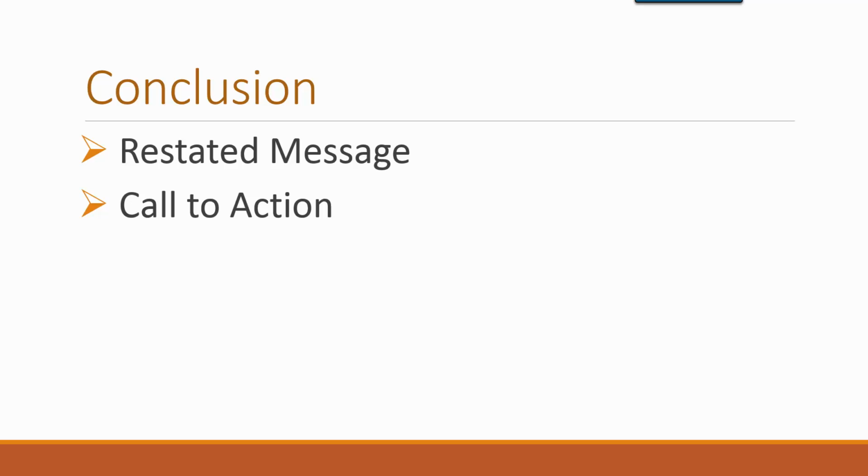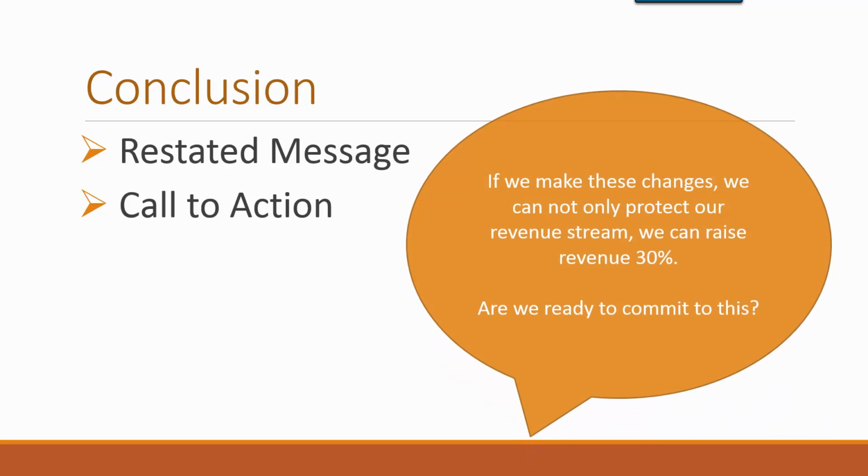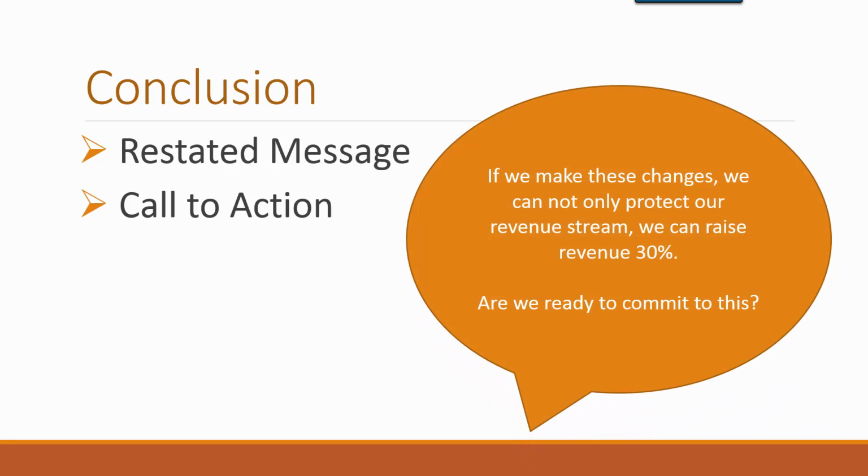In your conclusion, restate your message and give a call to action. If we make these changes, we can not only protect our revenue stream, we can raise revenue 30%. Are we ready to commit to this? That restated message and call to action does not have to be complex. It can be very simple, very specific, very clear. In fact, that will work best.